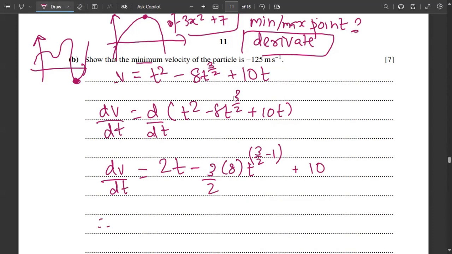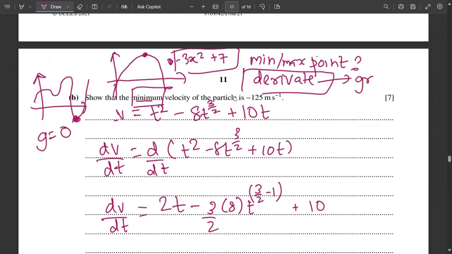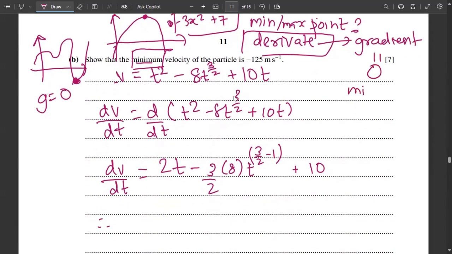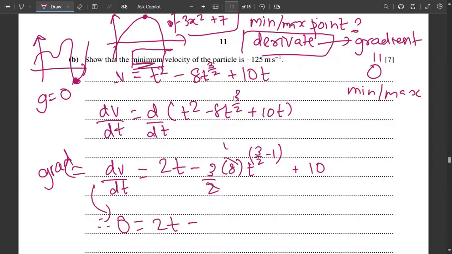Now to find the minimum or maximum point, at the minimum or maximum point of a graph, the gradient is 0. And after differentiating, what we find is the gradient of the graph. So if the gradient is 0 at the minimum or maximum point, then because I want to find the minimum velocity, I can equate this to 0, because this is technically the gradient. So 0 equals 2t minus 12 t raised to 1 by 2 plus 10, since 3 times 4 is 12.